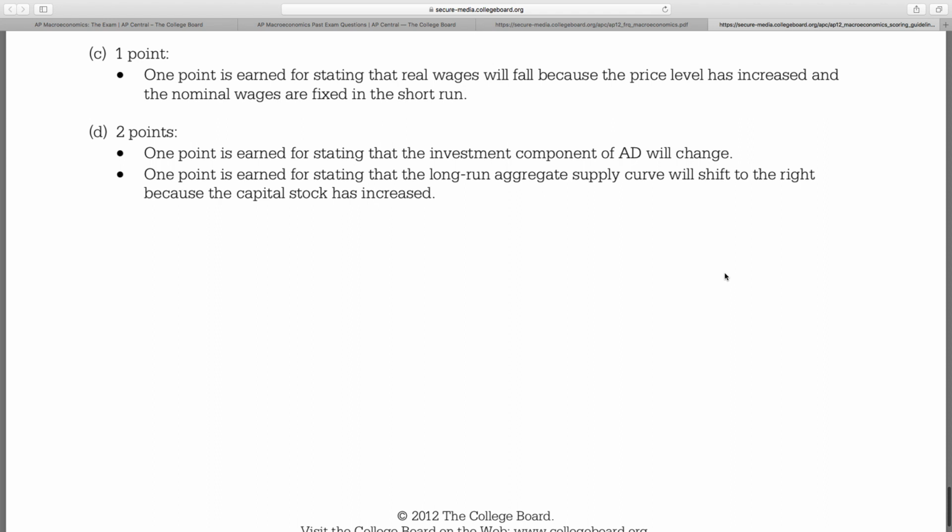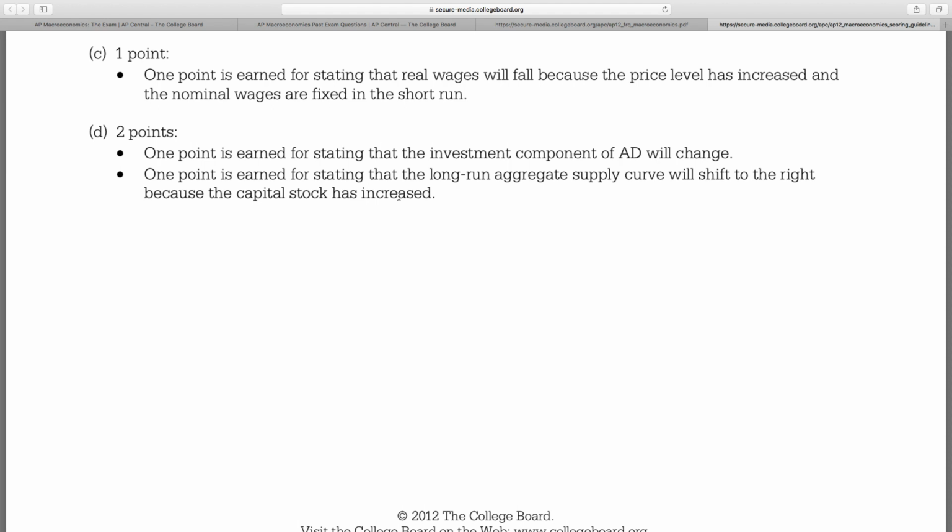Look at their, 1 point is earned for stating that the long-run aggregate supply curve. What? No, sorry, I messed up. Again, I'm halfway through my coffee. All right, here you go. 1 point is earned for stating that the long-run aggregate supply curve will shift to the right because the capital stock is increased. Yes, okay, so the only type of spending that will increase long-run aggregate supply is investment spending because businesses are becoming more productive. Sorry, I was thinking in my head consumer spending. Businesses have become more productive.